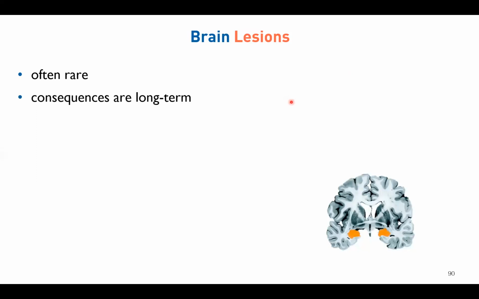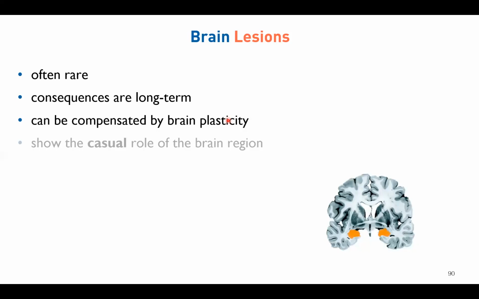So with brain lesions, the consequences are long-term. As long as the brain is damaged, it is damaged throughout the rest of life. So the consequence is long-term, even though it can sometimes be compensated by brain plasticity. And this is also a very good tool or technique to study the causal role of the brain.